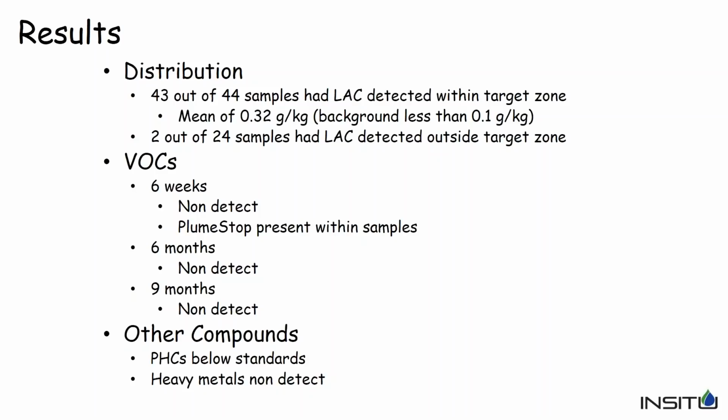which was the actual analysis. They did analysis at 6 weeks, 6 months, and 9 months. At all times they did not have any detection of any of the chlorinateds, which in this case were PCE, TCE, cis-DCE, and vinyl chloride. We did have PlumeStop within the samples after 6 weeks, which is very common, and Heather talked about this. So there were some laboratory challenges with that. The analyses were, I don't want to say suspect, but they were qualified, as Heather talked about earlier. But at 6 months and 9 months, the PlumeStop had settled out, and regular sampling using low flow sampling came back with non-detect samples.